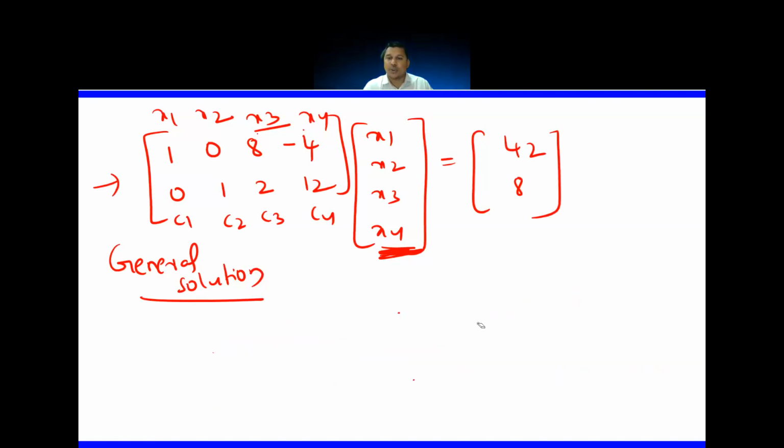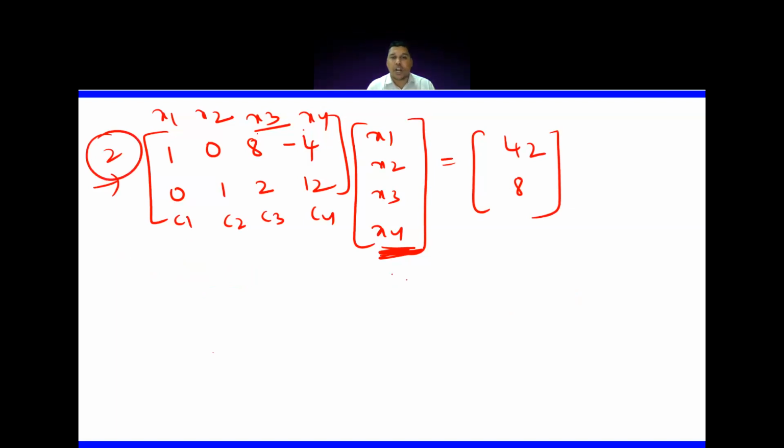Very important: particular and general solution. When you are unable to give a unique solution, when the number of equations given is 2 and the number of unknowns is 4, we cannot find a unique solution. That's for sure, because the number of unknowns and the number of equations should be the same. The data should be perfect.